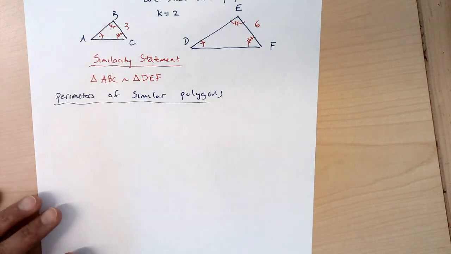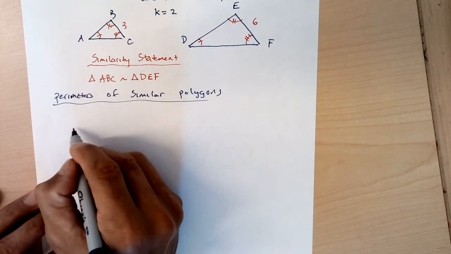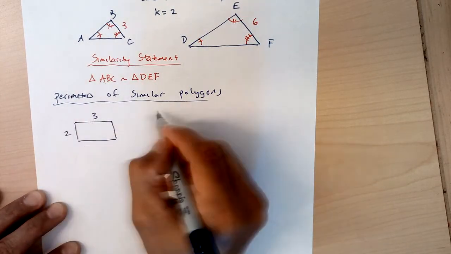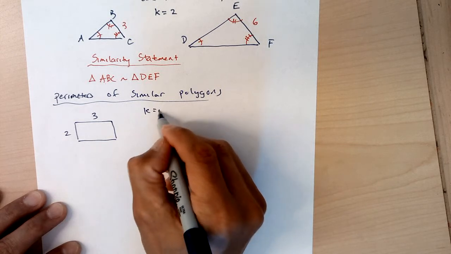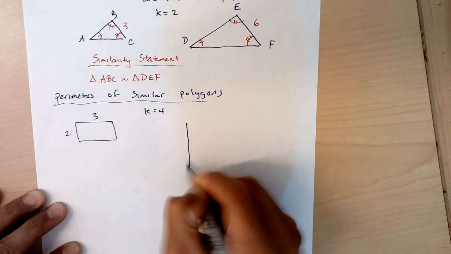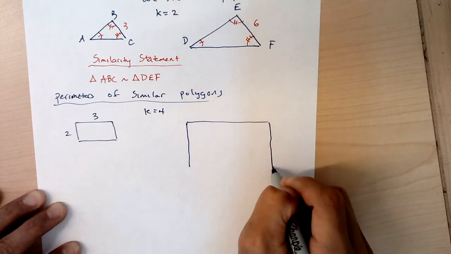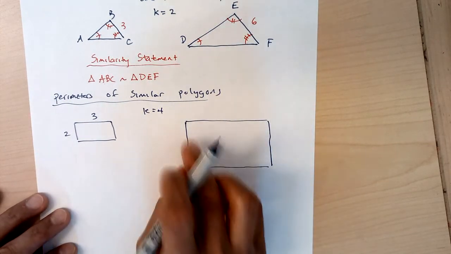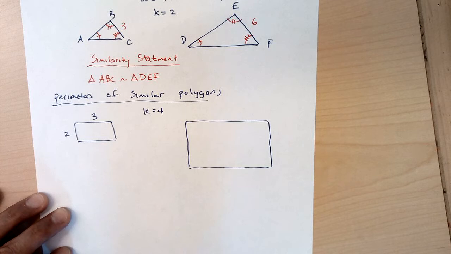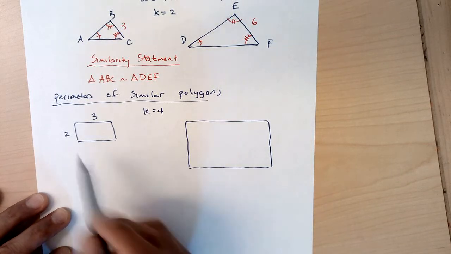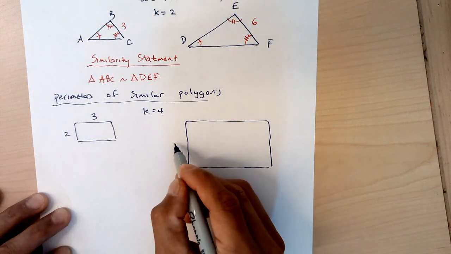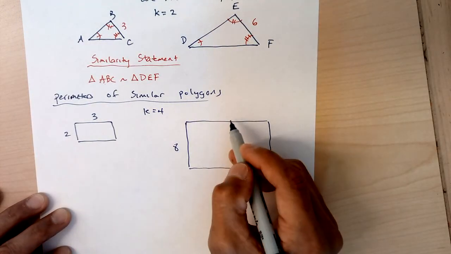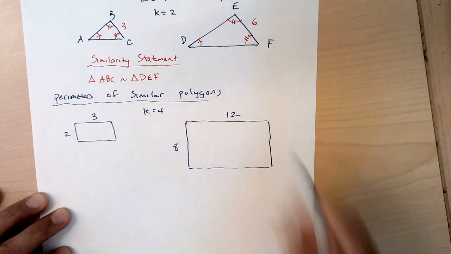Next, I want to take a look at the perimeter of similar polygons. So if I start off with a rectangle, say a 2 by 3 rectangle, and dilate that with a scale factor of 4, I would definitely come up with an enlargement. This is definitely not to scale. It should be the case that each of the corresponding sides are 4 times as long. But the side that corresponds with 2 units would become 8 units. The side that corresponds with 3, multiply that by 4, would become 12 units.